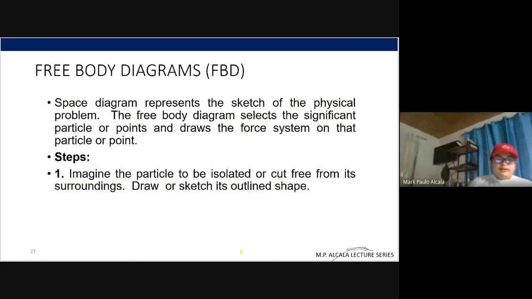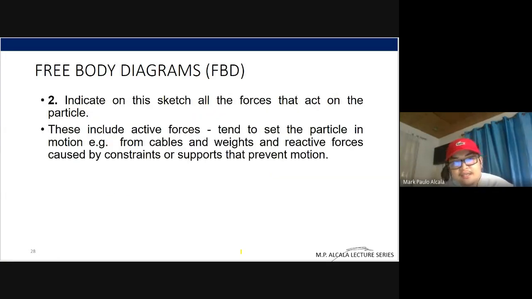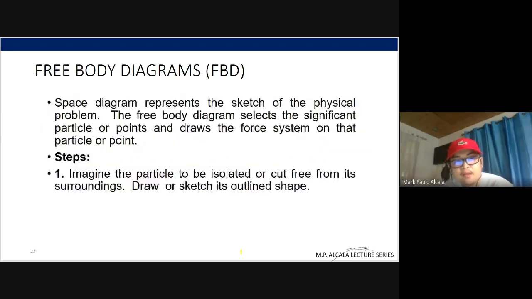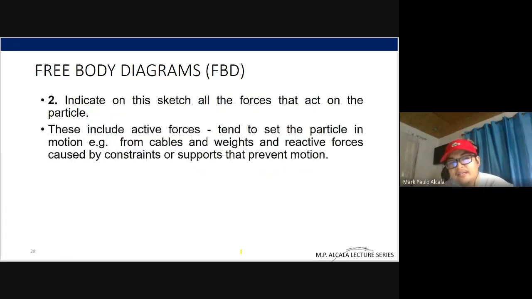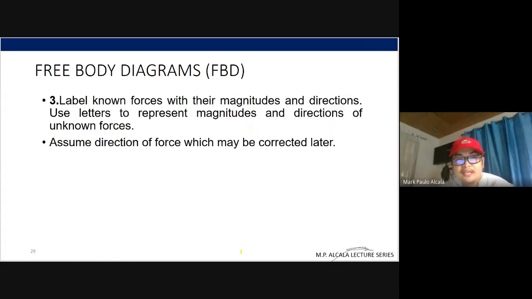Next, we talk about free body diagrams. We are now to draw specific bodies into specific diagrams. So you can review this class one by one. Imagine the particle to be isolated, and then indicate on this sketch all forces. This is crucial. One missing force, and then you are wrong with your solution. Label the known forces and the unknown forces.